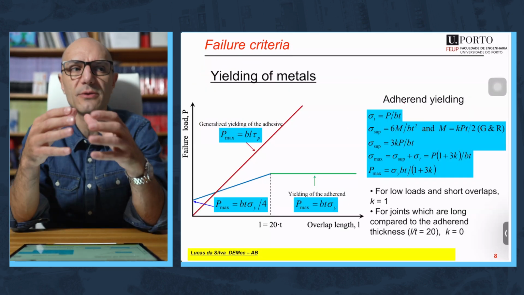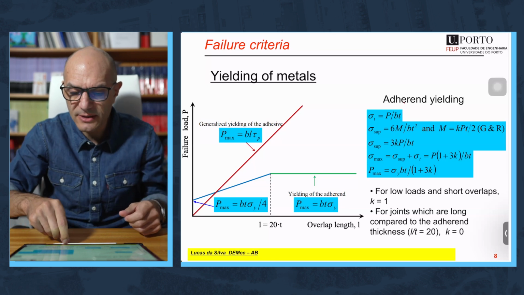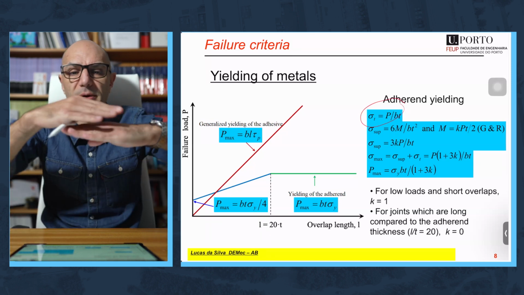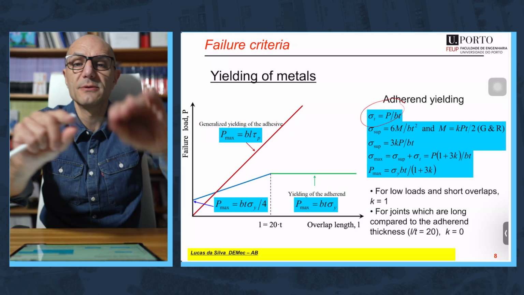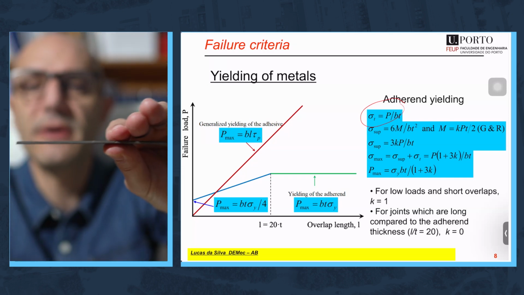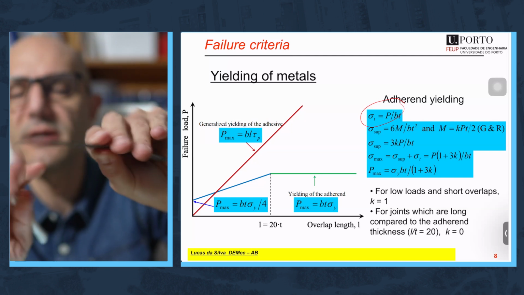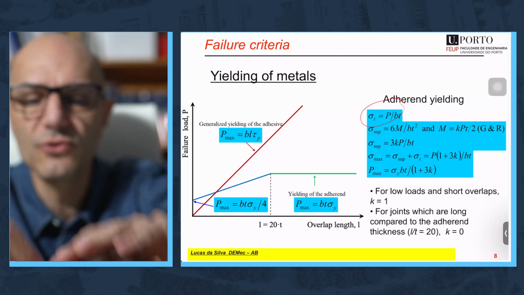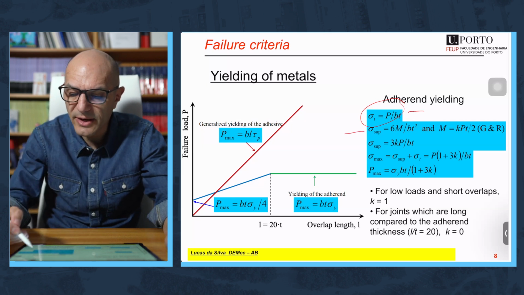Now, how do you calculate the load corresponding to initial yielding? This is basic mechanics of solids. You have two components. You have the longitudinal load. You are loading the single lap joint like this. The substrate will be loaded in this direction, so it's simply the load divided by the resistant area, the width times the thickness, easy peasy. But you also have the bending stress, so you have to sum the two components, the longitudinal stress and the bending stress.